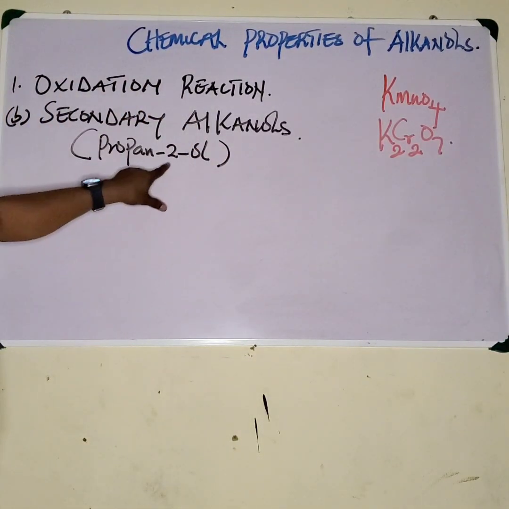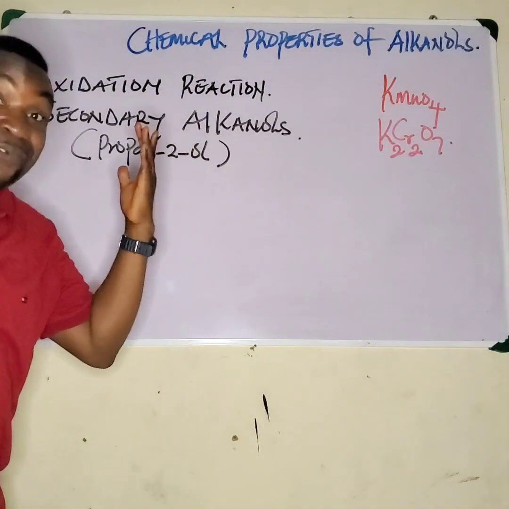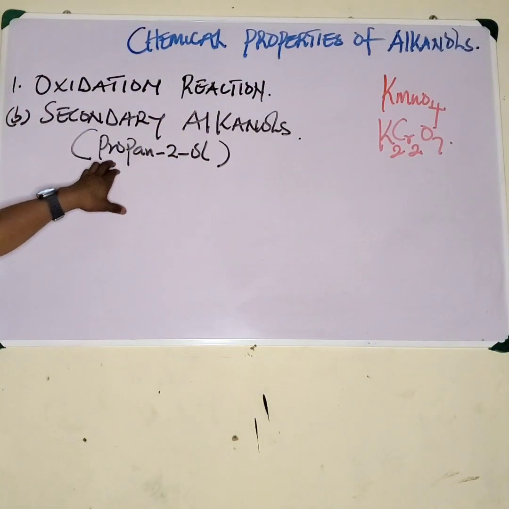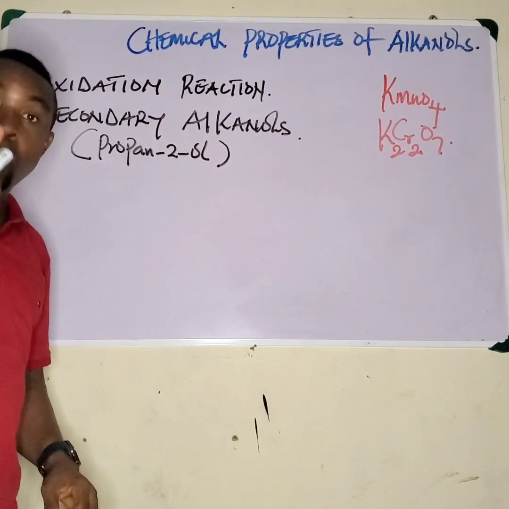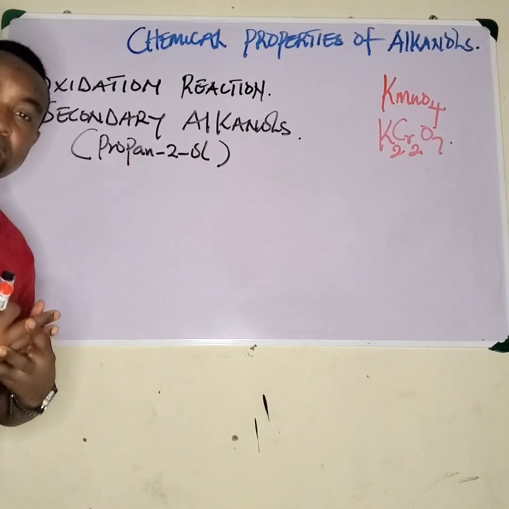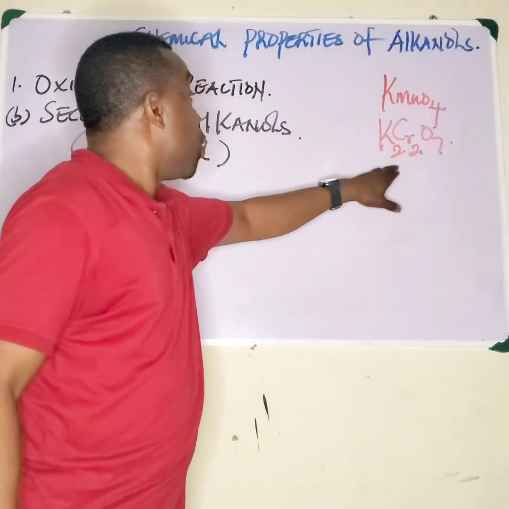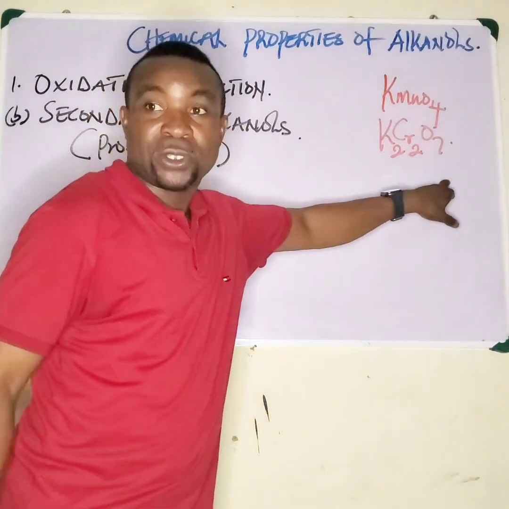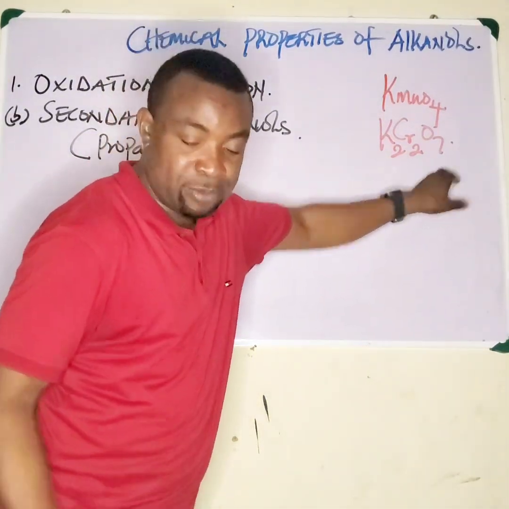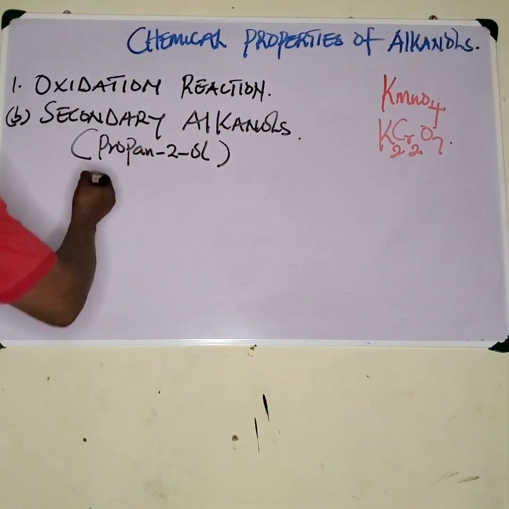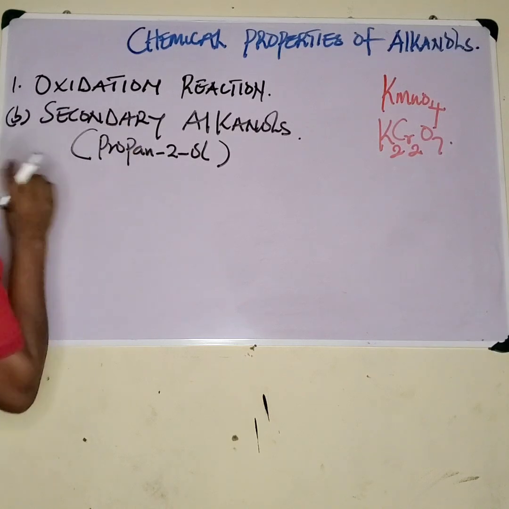And one of the examples of secondary alkanols, of course, I have classified all these, we know we have today, is propan-2-ol. So let us see what happens when propan-2-ol reacts or undergoes oxidation with potassium heptaoxodichromate 6. Remember that this is a secondary alkanol.